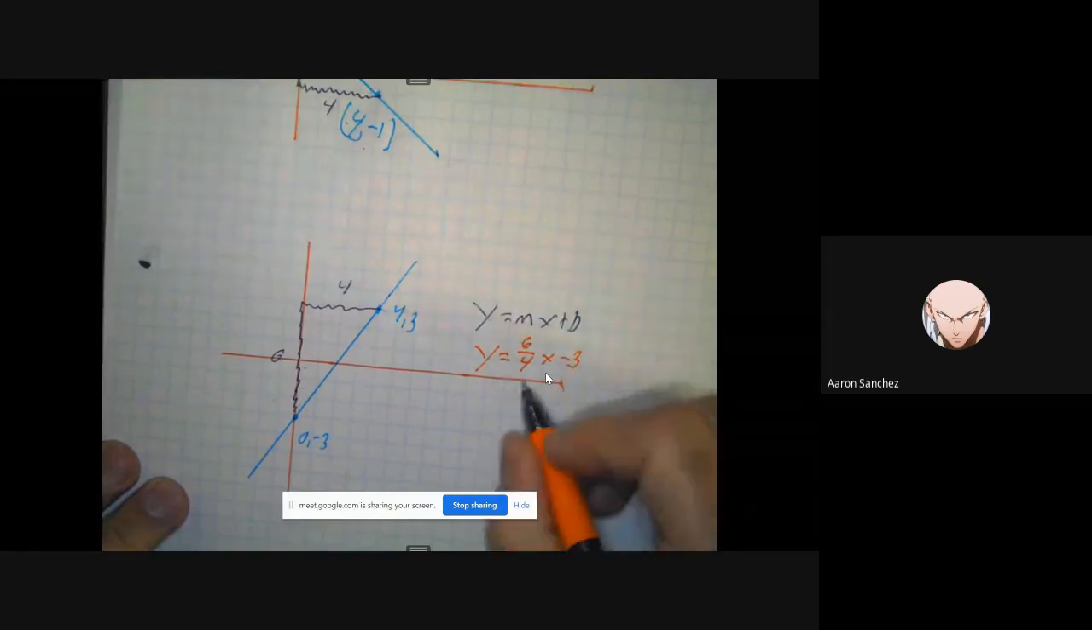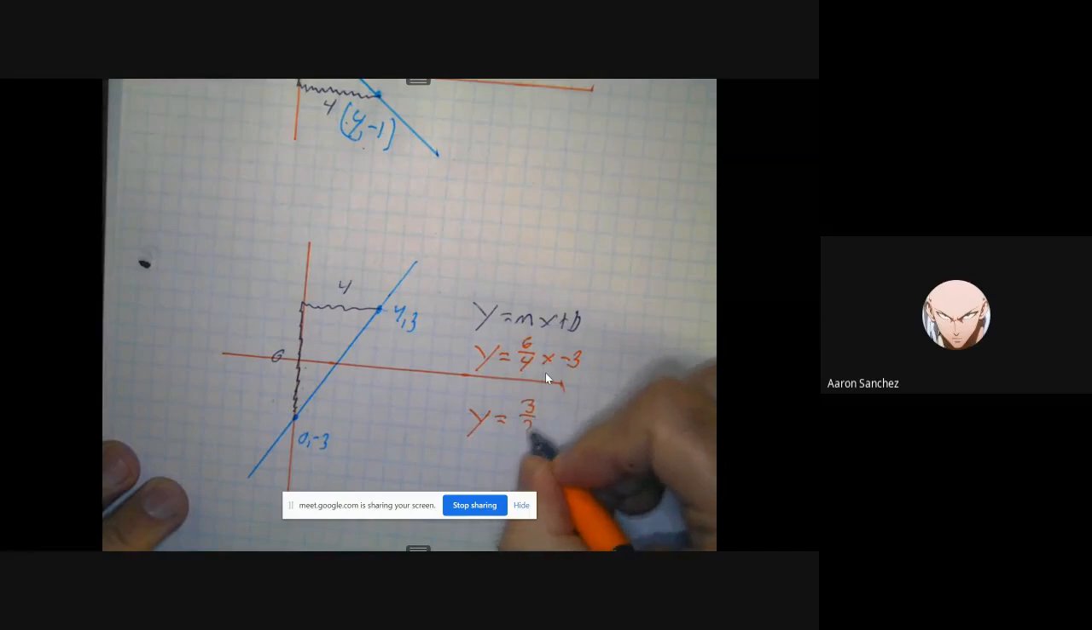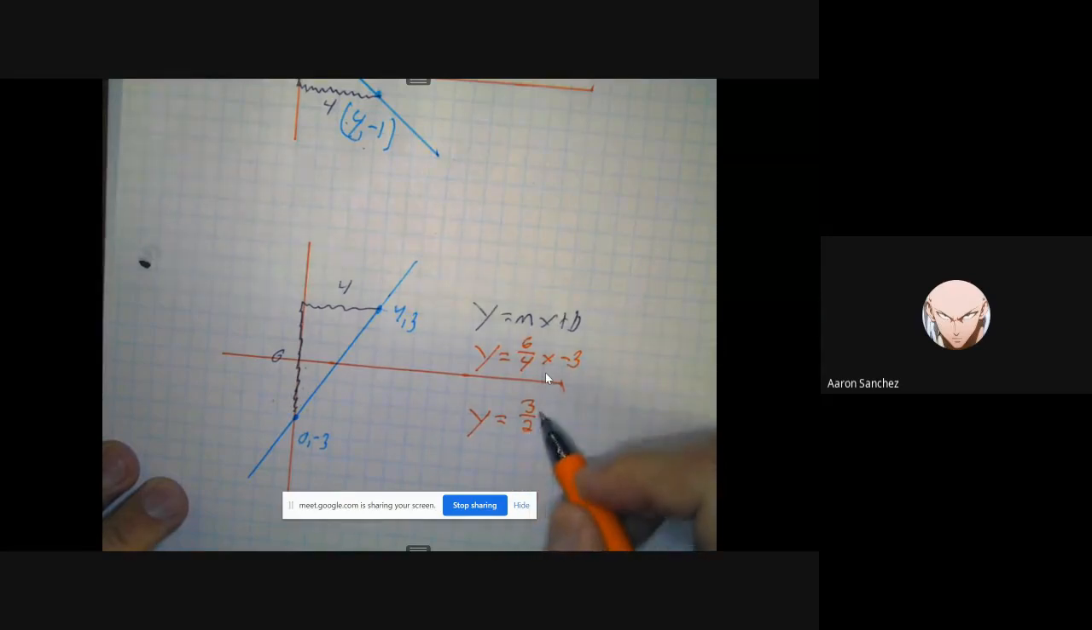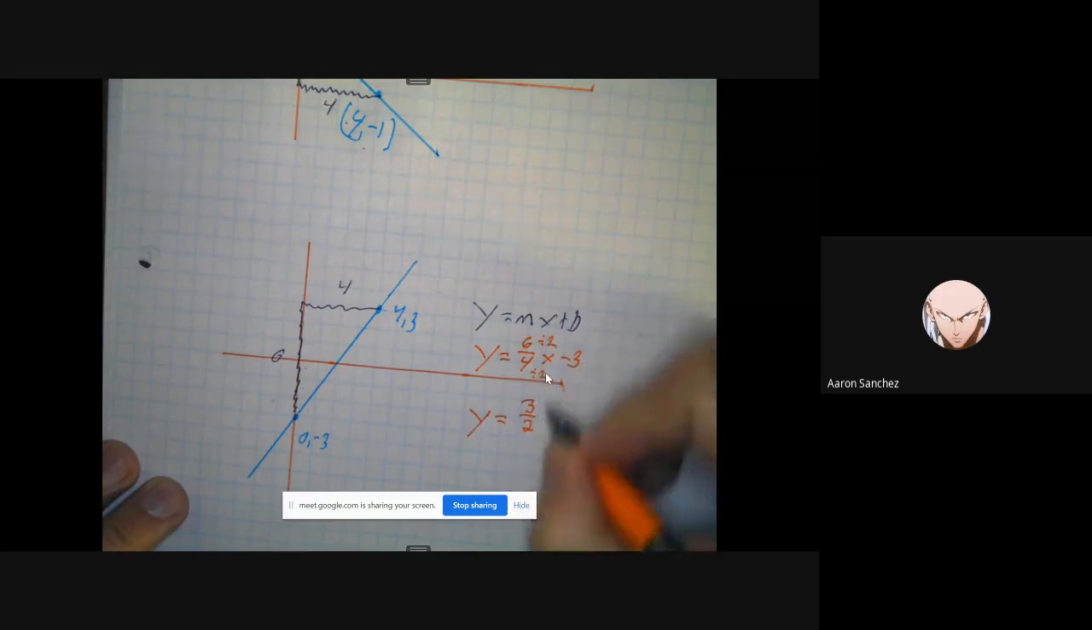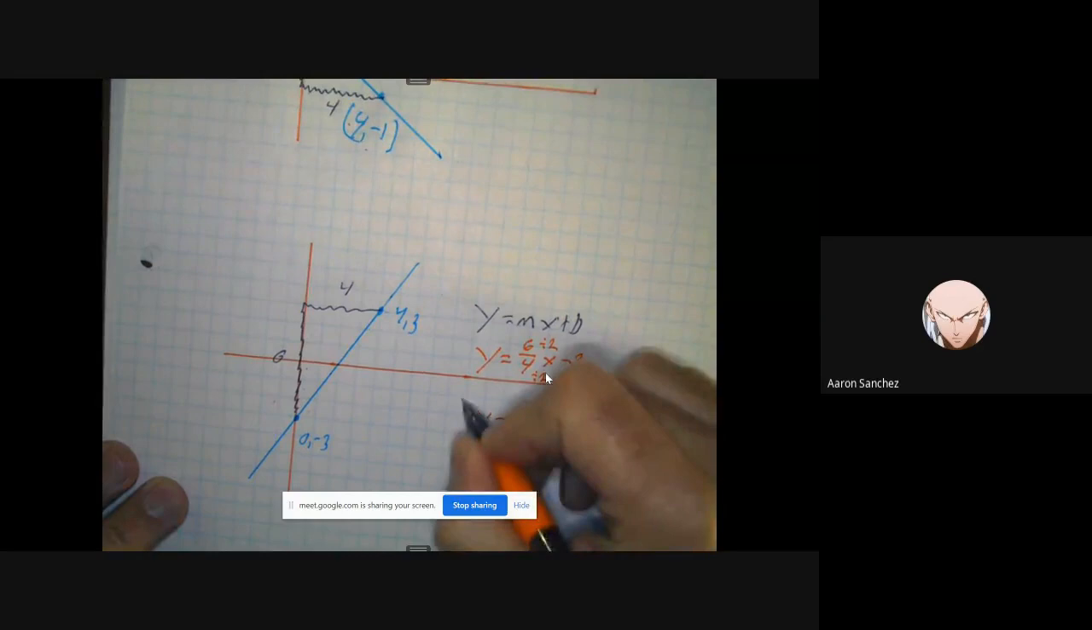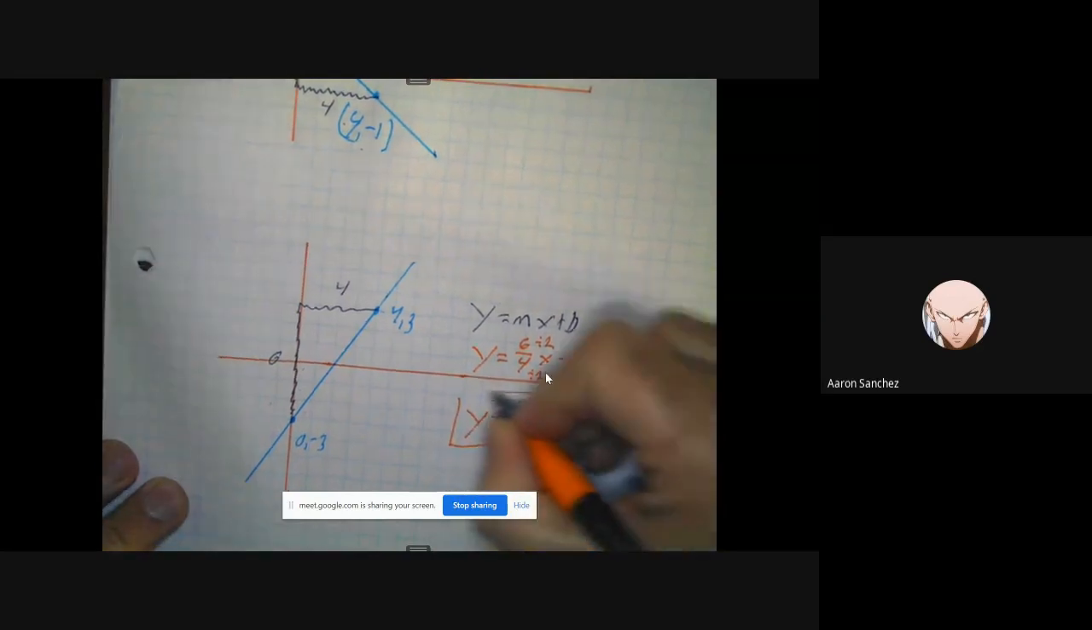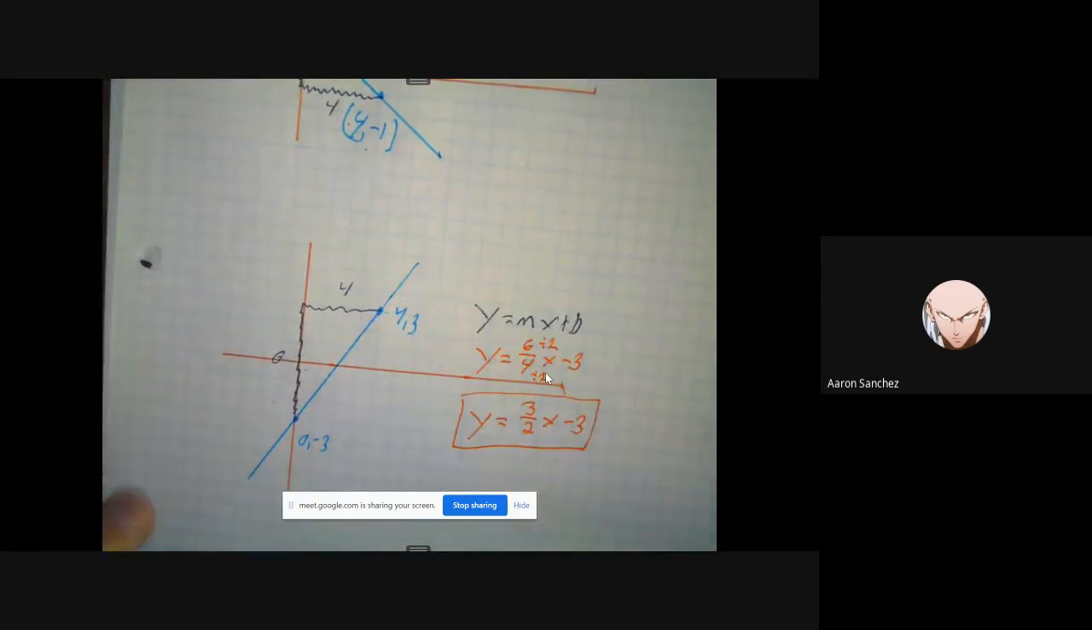But 6/4 can be reduced. They're both divisible by 2. 6 divided by 2 is 3. I can divide this by 2. I can divide this by 2. y equals 3 halves x minus 3. This is the answer that will show up on your multiple choice, okay? All right, I'm going to move on. Are there any questions?